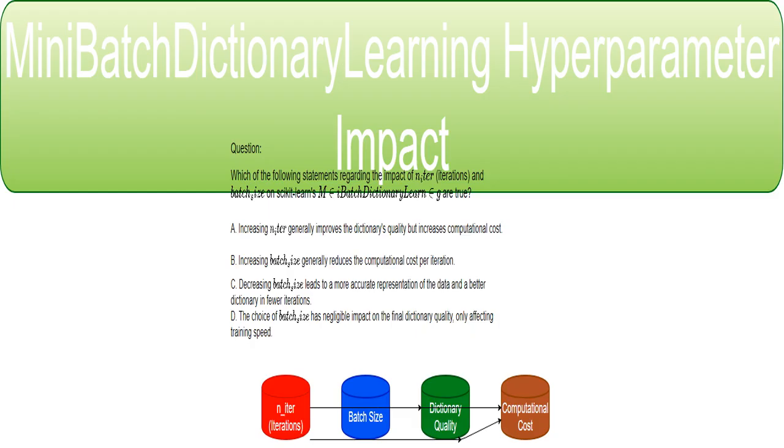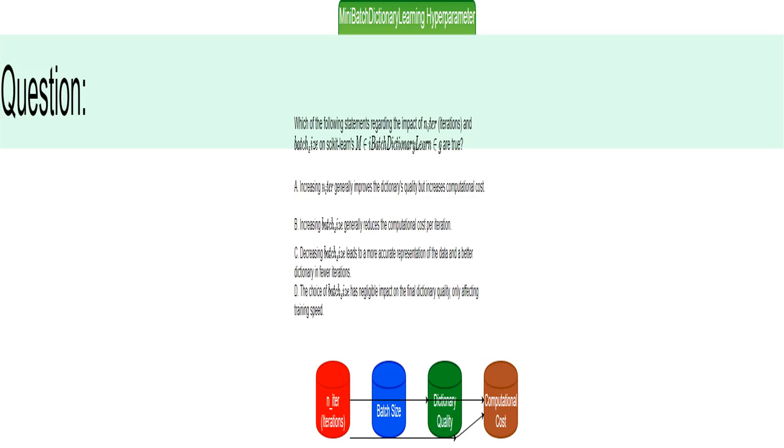I'm analyzing how changing the number of iterations, NITER, and batch size affects the MiniBatchDictionaryLearning algorithm. It's all about finding the sweet spot between accuracy and speed. I'm evaluating 4 statements about how tweaking NITER and batch size affects the quality of the dictionary we build and how long it takes to build it.